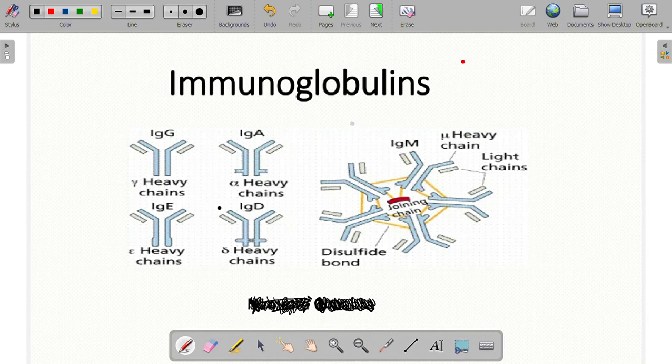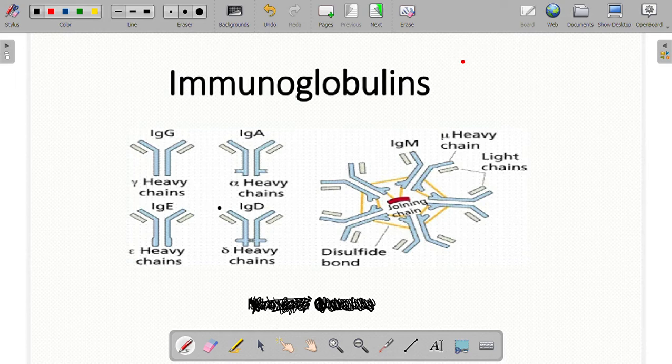So in this video, in this lecture series, we will study about the immunoglobulins. In the previous video, we have discussed about the immunoglobulins, but here we will discuss in some more detail. For the basics, you can see the previous video. As we have seen, immunoglobulins are basically classified based on the difference in heavy chains.